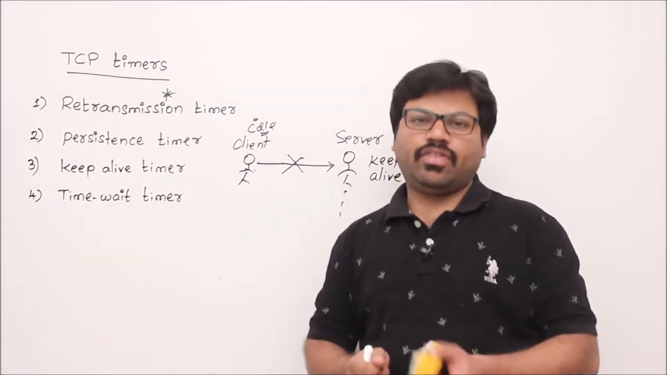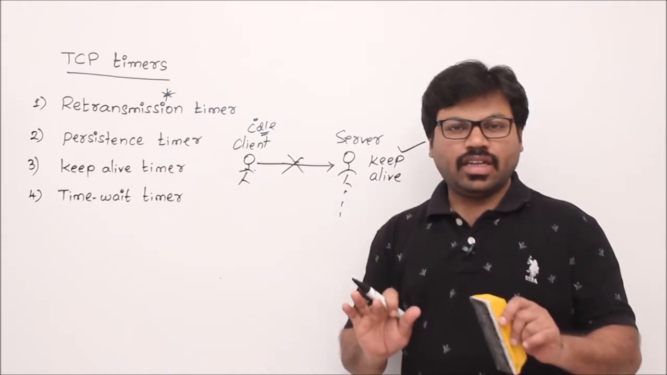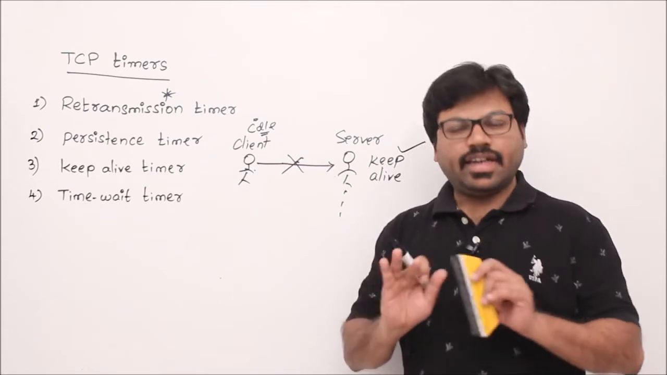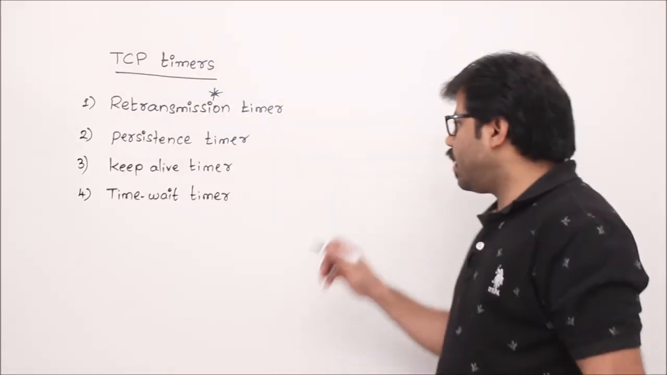So we use the keep alive timer generally to check whether this connection is really valid or not. That means whether the other end is dead or alive. That's why it is the keep alive timer. Okay. What is the time wait timer?